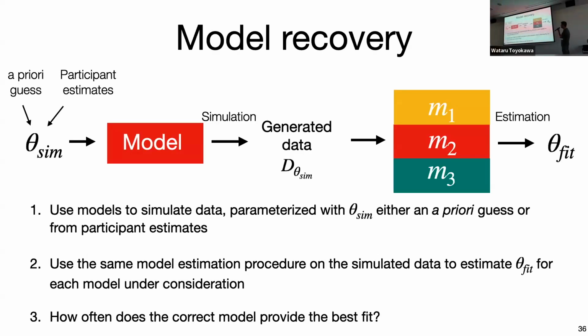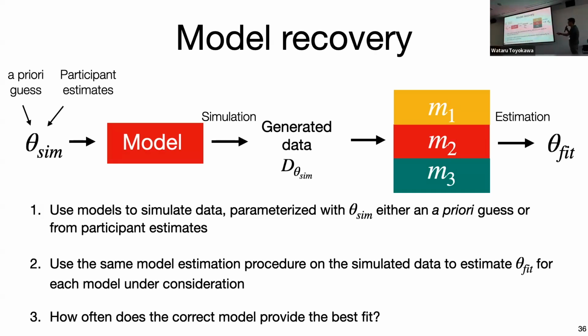Good. So I'll start with model recovery. And this is something that I typically do for all my studies of models. What we do is we typically start with some parameters that we use to simulate our model, right? This can be either a priori guesses if you haven't run an experiment yet, or our participant estimates that we've gotten from our data. Okay, and we'll talk a bit more about the difference between the two later.